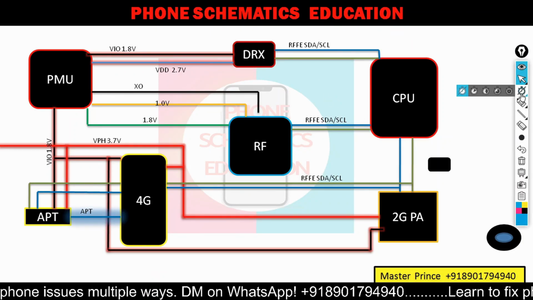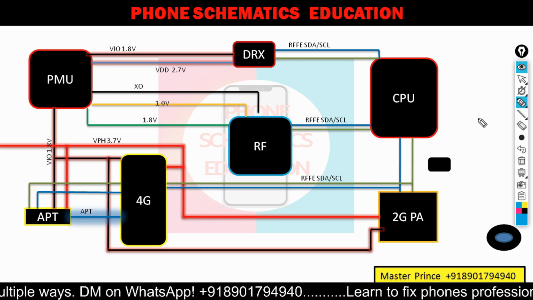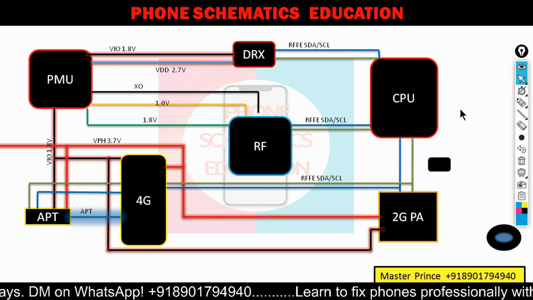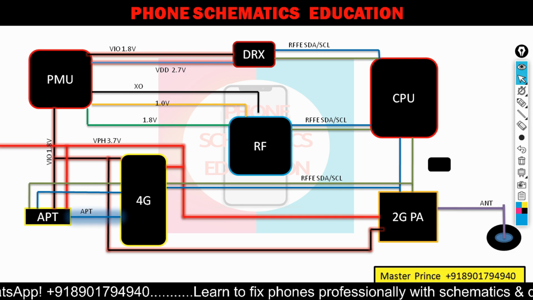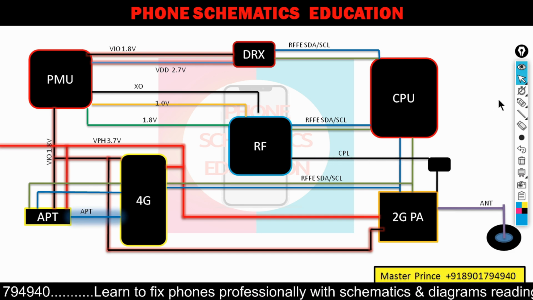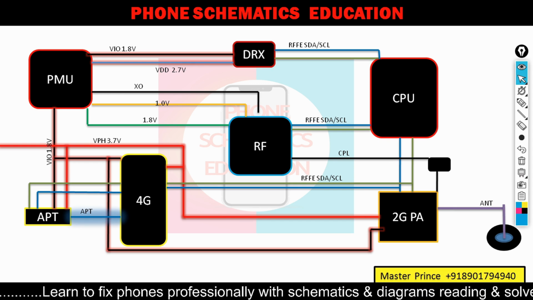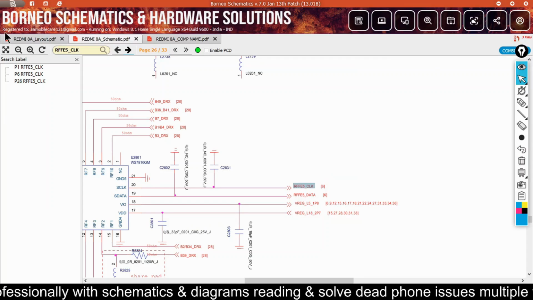Now after this, there is another line. Many technicians do not know about this line. When the antenna is connected to the 2GPA, through the 2GPA a line is connected to your RFIC with an SPDT switch, sometimes called CPL. Let me show you in the schematics, and after that I will explain to you.